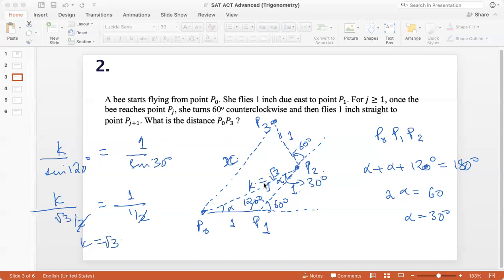Now, if you look at P0, P2, P3, because ultimately we have to find x, this triangle we are looking at, this is 30 and this is 60 and this is a straight line. So this has to be a right angle, right? Because 90 plus 90 is 180. So if this is a right angle, then this triangle is a right triangle. I can use Pythagoras theorem. So x square will be root 3 square plus 1 square. This is 1. So that's 4. So x is going to be 2. So P0, P3, the right answer is 2.